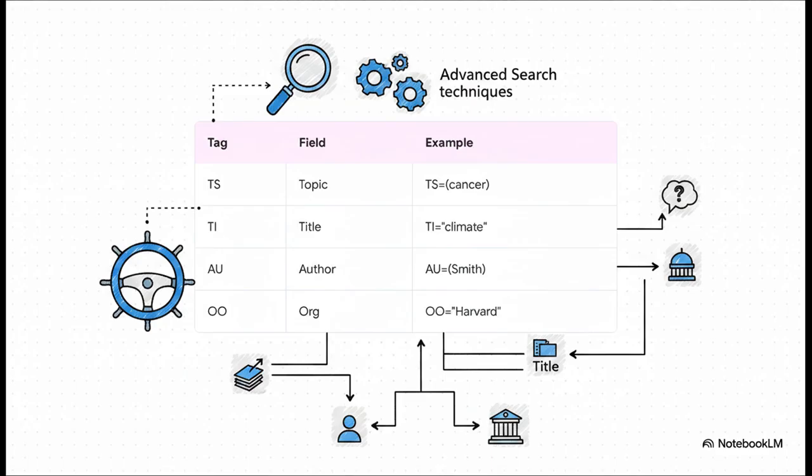For example, TS stands for topic, which neatly searches the title, abstract, and keywords all together. But if you only want your terms in the official title, you use TI. Need a specific author? Use AU. And if you're looking for research from a specific university, OO for organization is fantastic. It actually searches standardized institutional names, which completely saves you from worrying about whether an author spelled it univ or university. By just typing the tag, an equal sign, and your term, you instantly target specific metadata instead of scanning the whole paper.